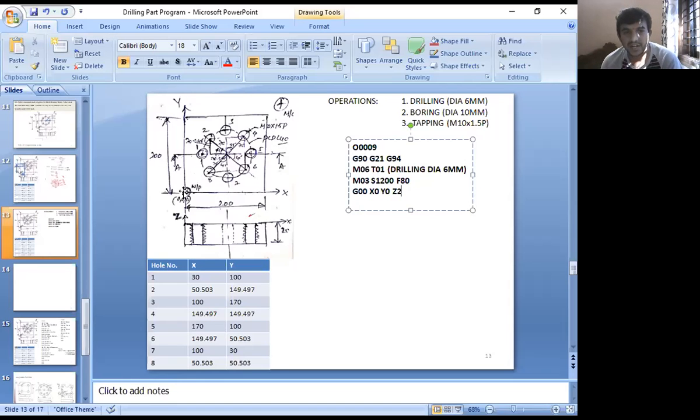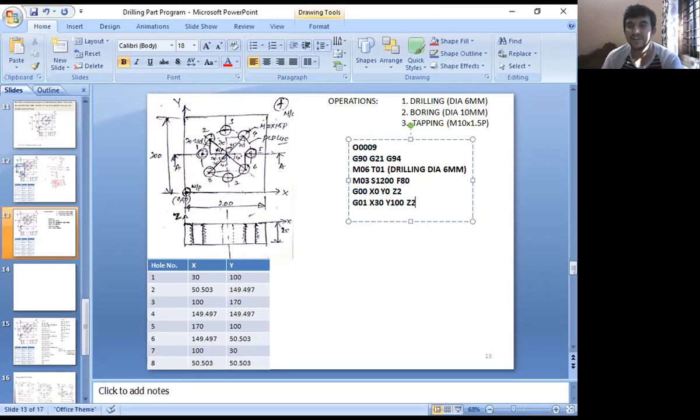After this, now move the cutting tool from the origin of the workpiece to the first hole location. What type of motion is it? It is a linear motion, G01. What is the X value? See the table. X is 30, Y is 100, and keep the Z value 2 away from the workpiece only. Now we immediately call the cycle, right?